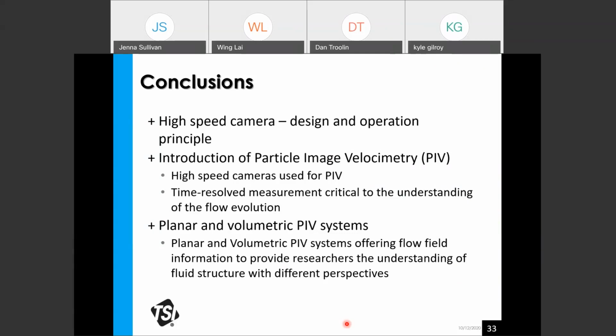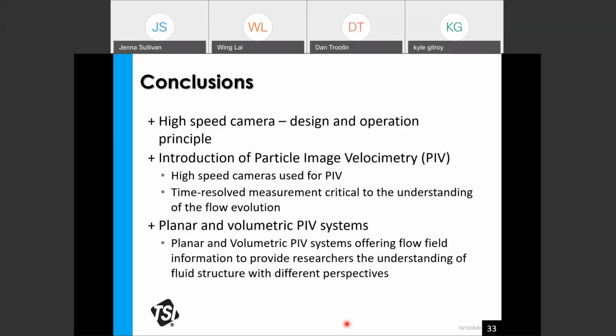Using the high-speed cameras, we are able to capture so-called high temporal resolution, meaning that we can track the fluid motion with respect to time. For volumetric PIV systems, we are able to see the UVW components in the volumes. We also talked about the different types of PIV systems, the planar and volumetric PIV systems. Both offer flow field information to give you an understanding of the flow structure from different perspectives.